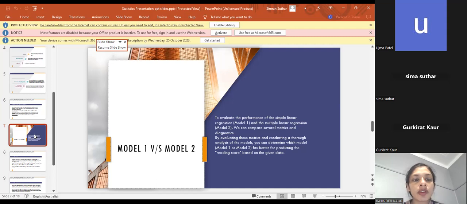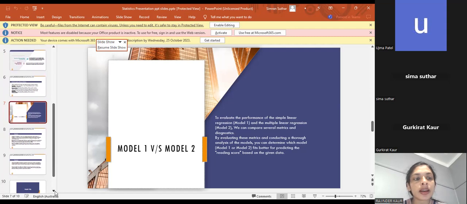To compare the performance of these models, you can consider the following metrics. First is R squared, second is adjusted R squared, third is F statistic, fourth is residual analysis, and fifth is standard error of the estimate. Next, at the 0.05 level of significance, determine whether the independent variable makes a significant contribution to the simple linear regression Model 1.